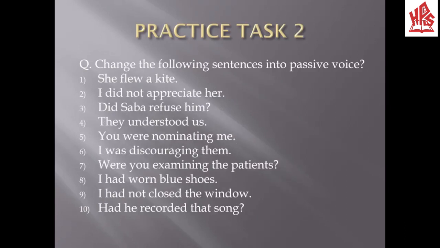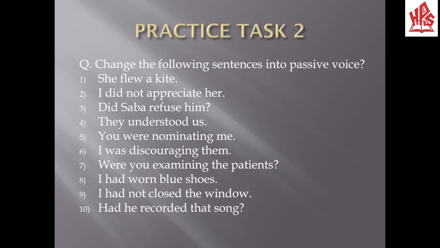Now we have the last slide and the last practice task, active and passive voice, practice task 2. Change the following sentences into passive voice. In this practice task, you can see that there are only sentences of past simple tense. What is the structure of past simple tense? In past simple tense, we use the second form of the verb. You can see the number 1 sentence, she flew a kite. Because it is the second form of the verb, it means it is past simple tense. Now let's change it into the passive voice.